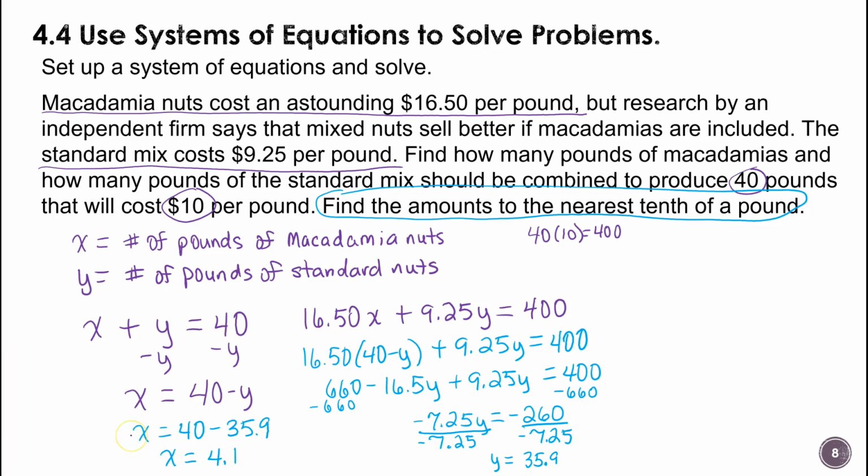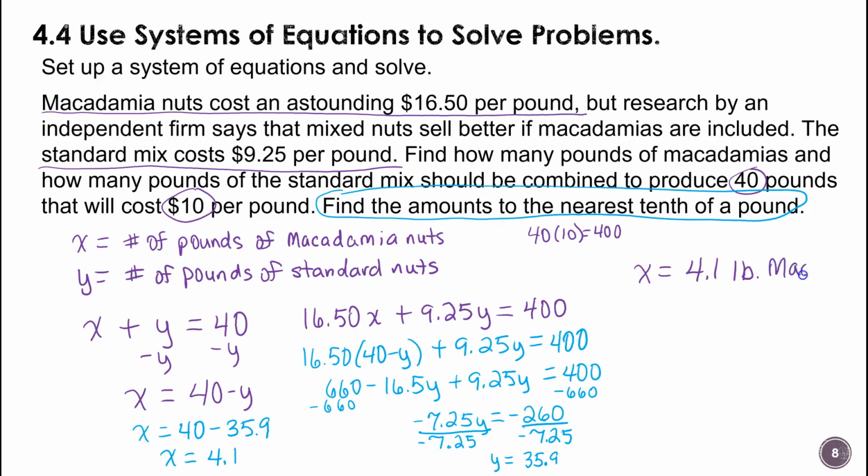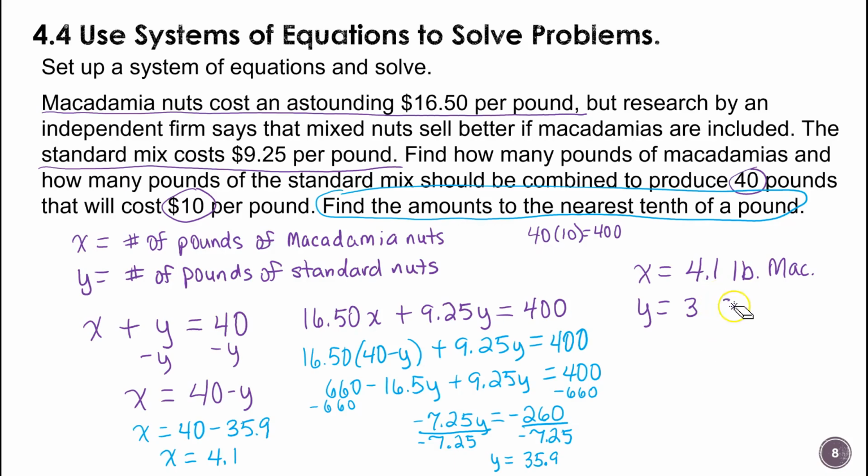I always like it if you just go ahead and write this out, right? So we're going to need 4.1 pounds of the macadamia nuts. I just abbreviate that, and 35.9 pounds of standard. I'm just going to abbreviate both of those. And so that is our answer. And just really pay attention on those when you have to round.